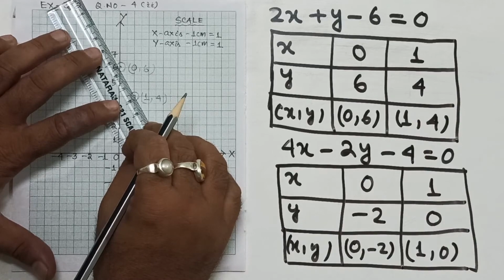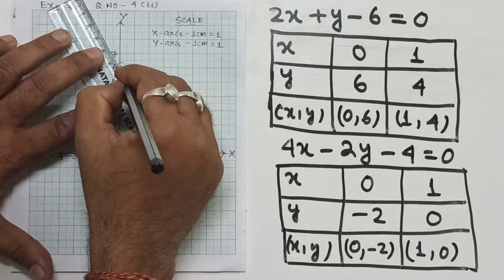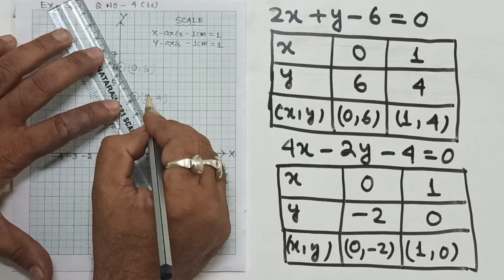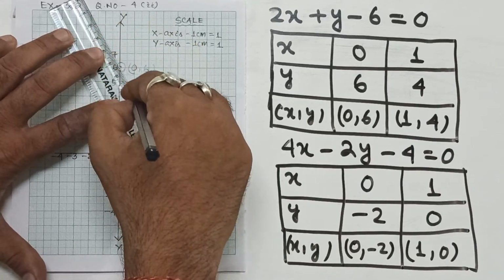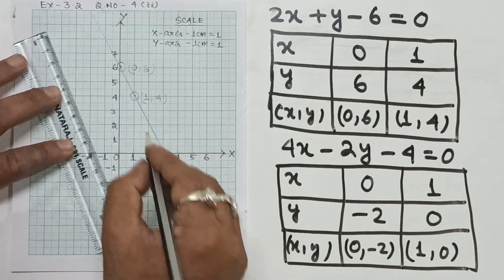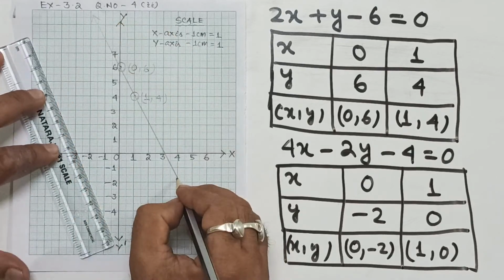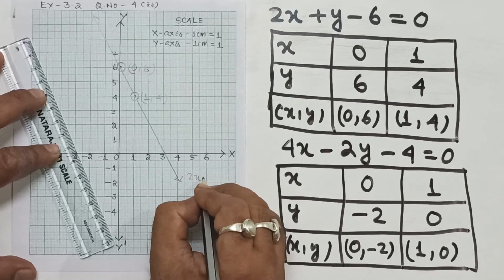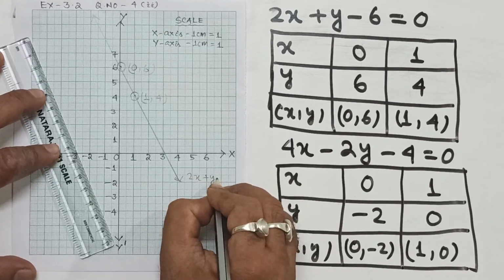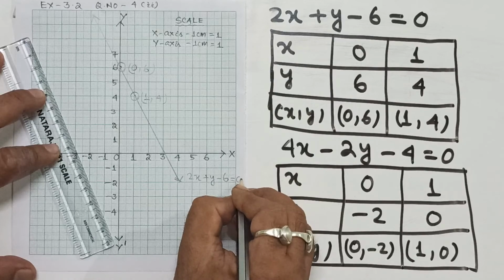This is your point, this is your other point. Now we'll join these two. This is the line for the equation 2x plus y minus 6 is equal to 0.